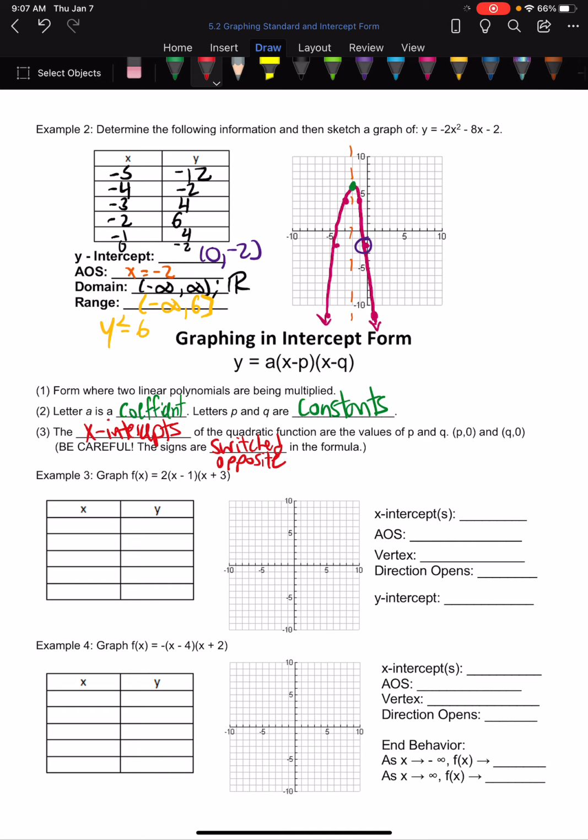So let's look at example 3. It says to graph the function f of x equals 2 multiplied by x minus 1 multiplied by x plus 3. Now, at this point, we're not solving these out algebraically. We're just going to use the table function in our calculators to come up with our table. So in your calculator, you're going to enter 2 multiplied by x minus 1 multiplied by x plus 3.